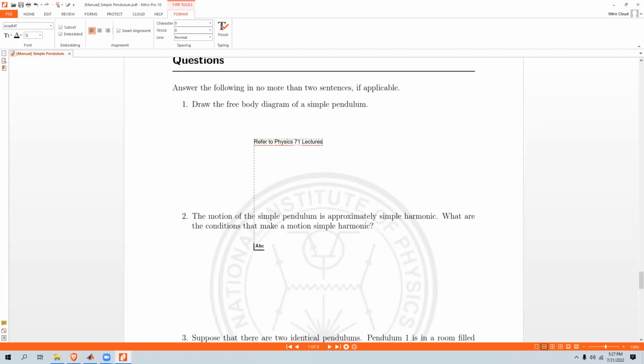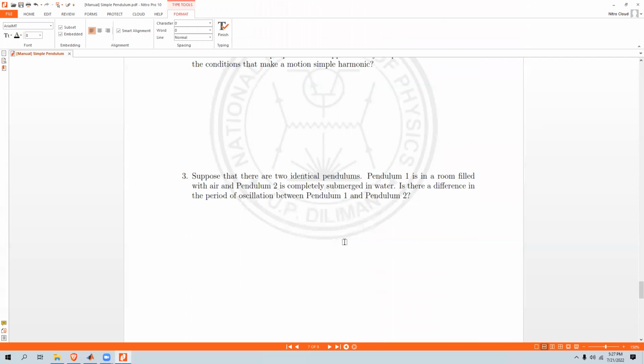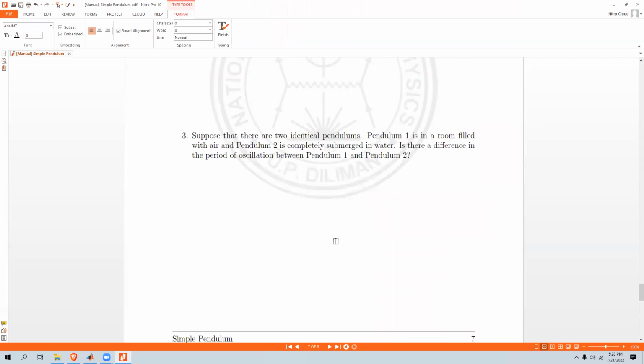And number 2, the motion of the simple pendulum is approximately simple harmonic. What are the conditions that make a motion simple harmonic? So we already discussed this earlier, so you should already know this. So number 3, suppose that there are 2 identical pendulums. Pendulum 1 is in a room filled with air, and pendulum 2 is completely submerged in water. So is there a difference in the period of oscillation between pendulum 1 and 2?